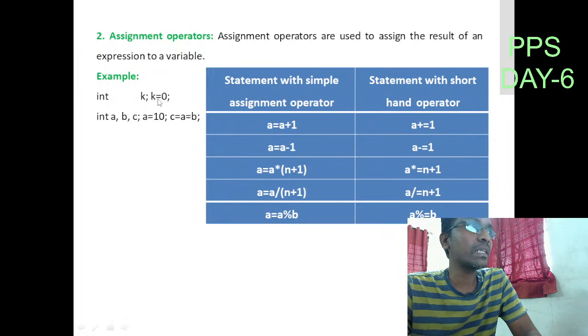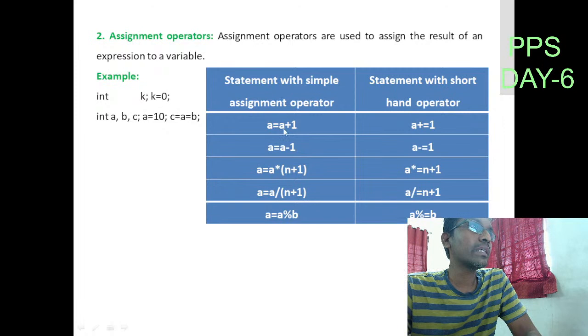So here I am using k, and k is the identifier. Whenever I assign some value to that identifier using is equal to, then k becomes a variable. So if you want to assign values to the identifiers or variables, you can use the is equal to symbol. That is about assignment operators.